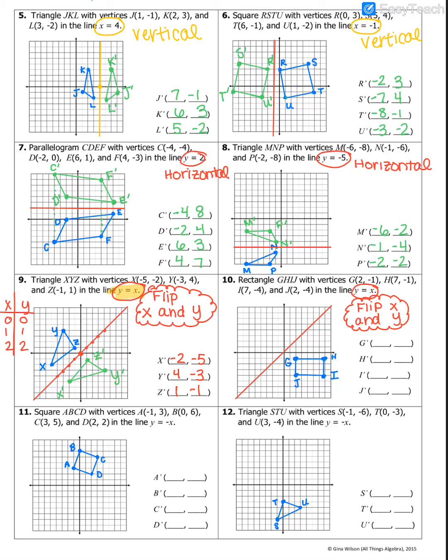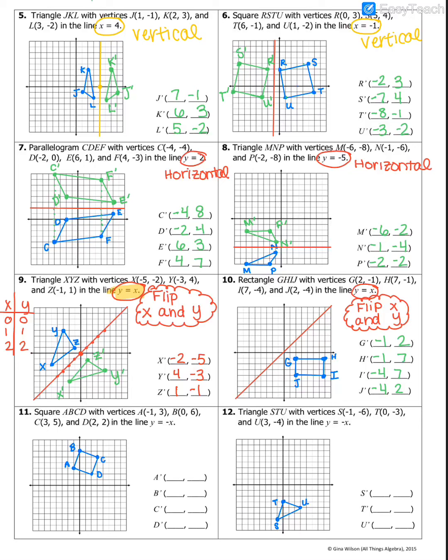Okay, so G started off as 2, -1. So G prime is going to flip them and it's going to become -1, 2. H prime was 7, -1, so it's going to become -1, 7. I prime was 7, -4, it's going to become -4, 7. And J prime is going to become -4, 2, since it began as 2, -4.